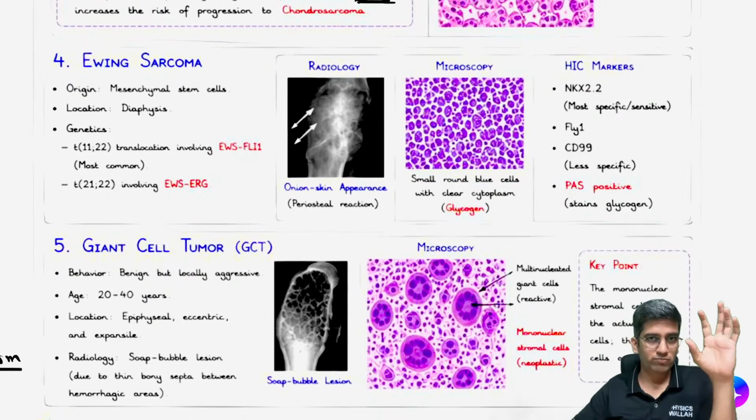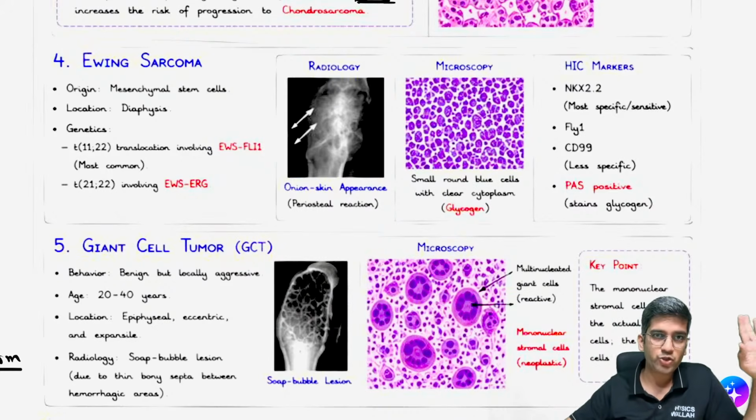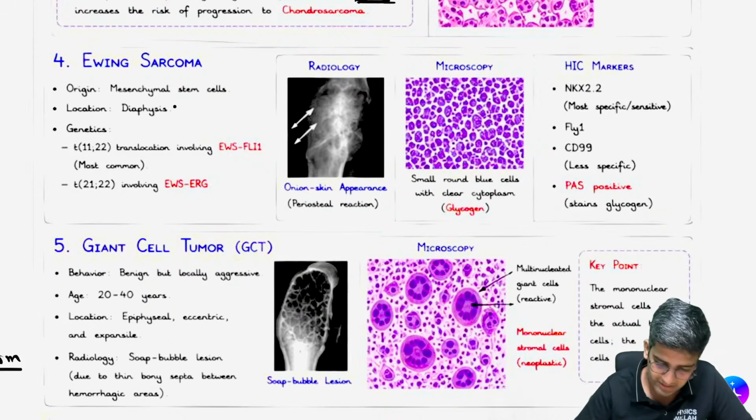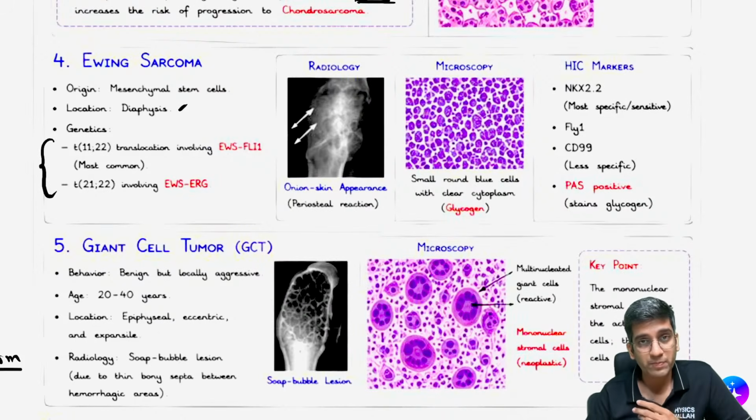Ewing's origin, I don't know. Mesenchymal stem cell, undifferentiated tumor. The latest name for Ewing's is not even Ewing's. It's undifferentiated sarcoma, the latest name for Ewing sarcoma. I don't report them as Ewing's. Ewing's location is diaphysis. Genetics is a must for Ewing's. Both the translocation should be there.